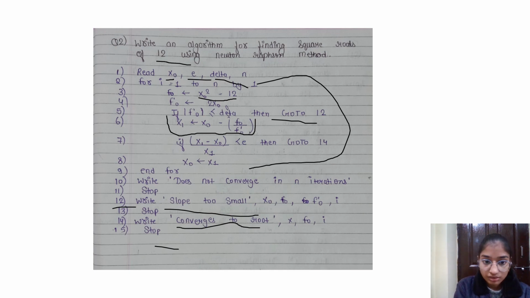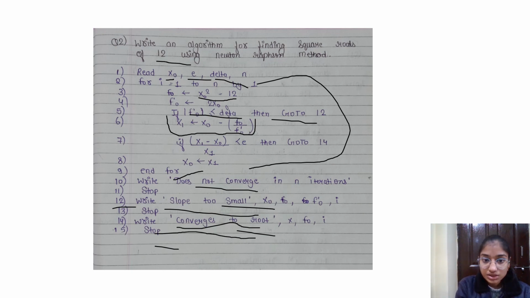When we reach n, the for loop will end and we come out of this for loop. In step 10 we say that we do not get convergence root in n iterations. Suppose in the fifth step we check that it is smaller than delta, then we say that it is small, as we can see. In the seventh step, if it is smaller than e, then we say that we get our convergence root.